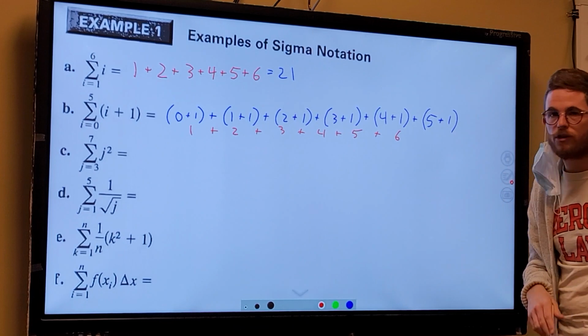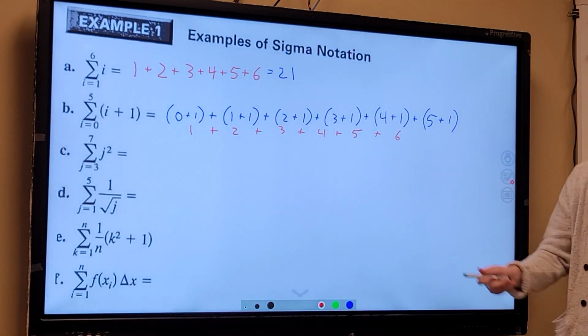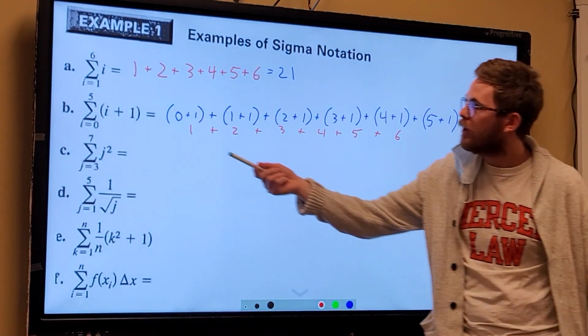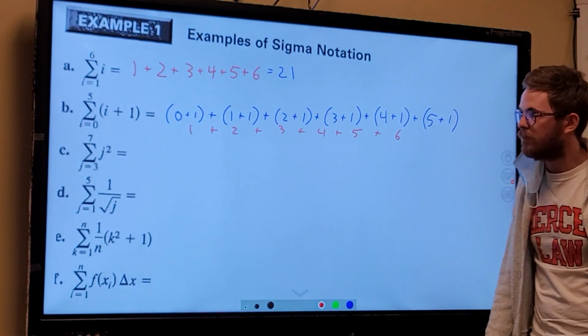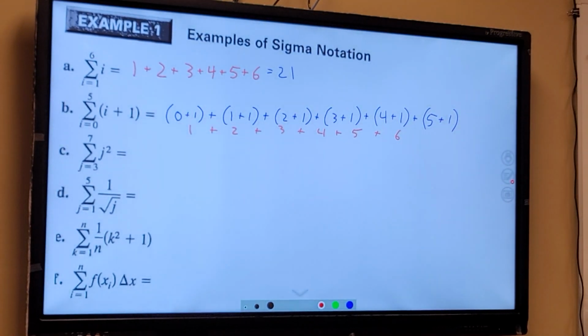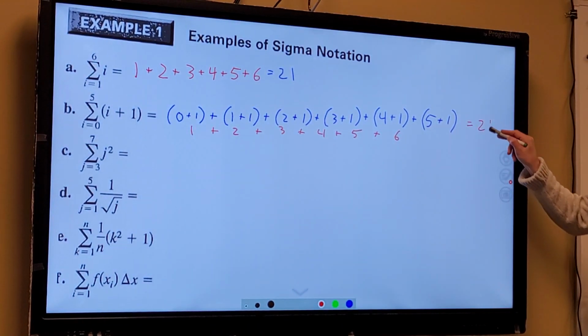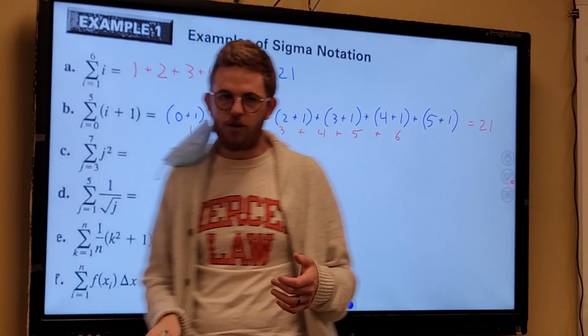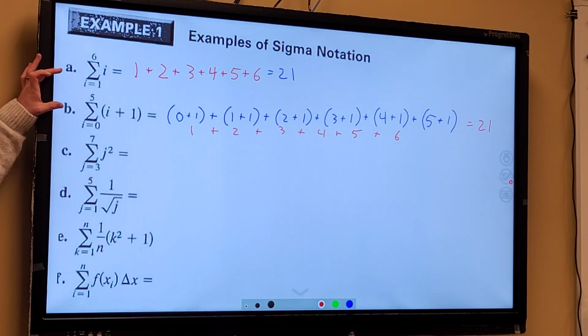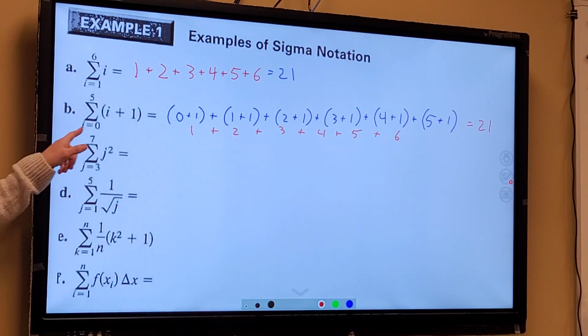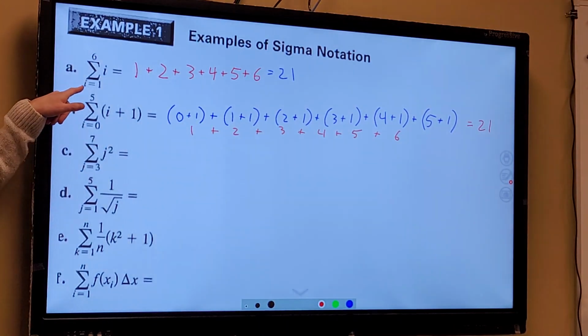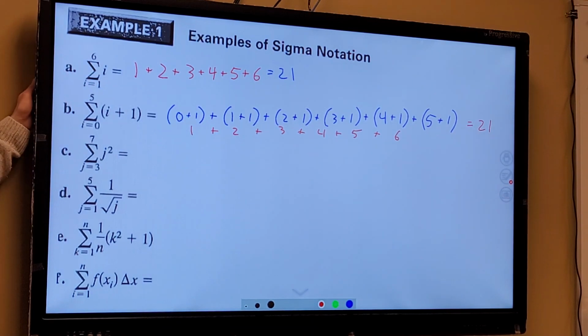When I look inside each of those parentheses, notice that was just another way of writing the first one we did. It was really just 1 plus 2 plus 3 plus 4. This shows us how sigma notation can be written slightly differently to represent the same thing. Starting at i equals 0 of i plus 1 to 5 is the same thing as starting at i equals 1 of i to 6.